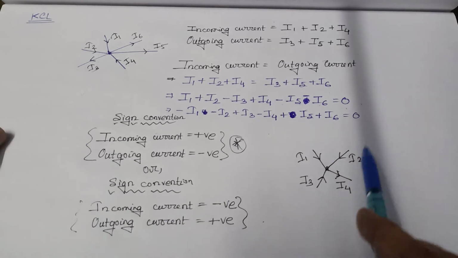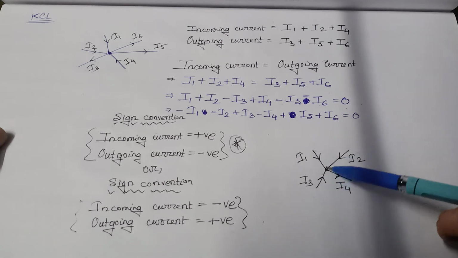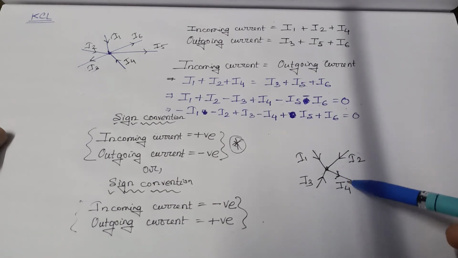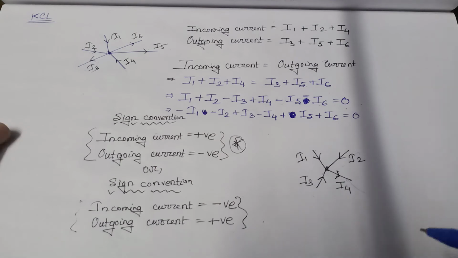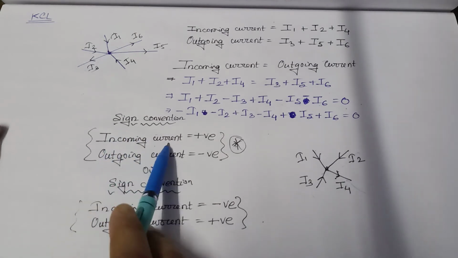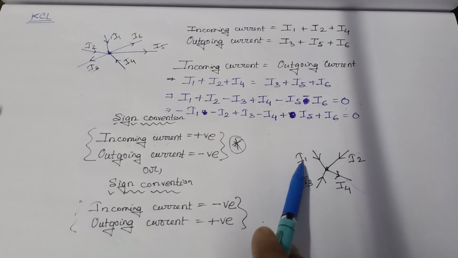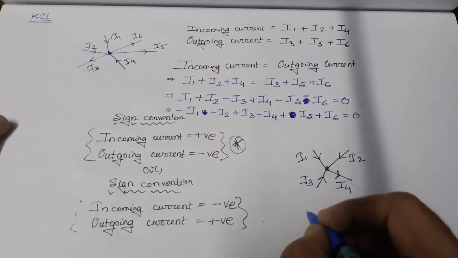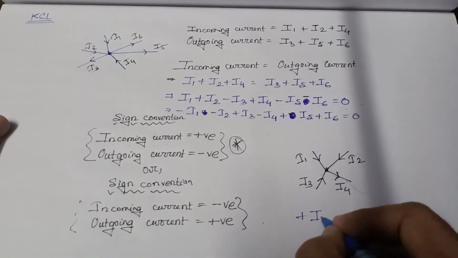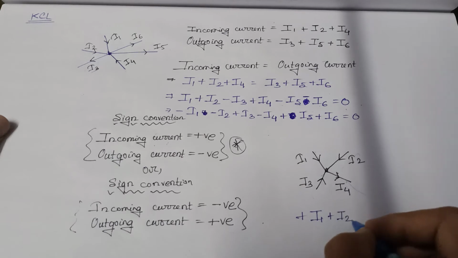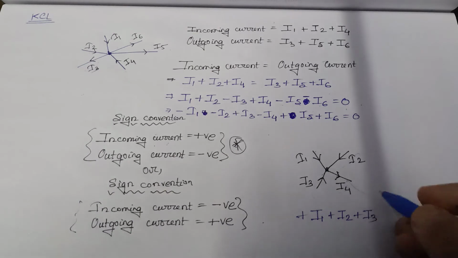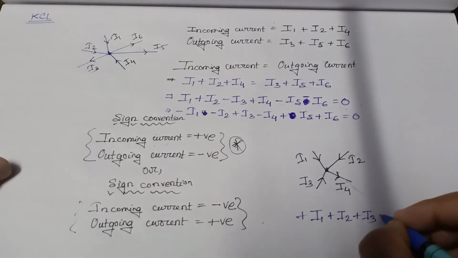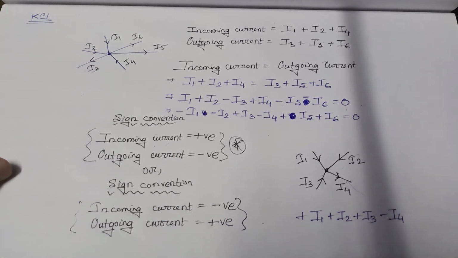So according to KCL, just look into this small example where I1, I2 and I3 currents are incoming, coming towards the point or node, and the I4 current is going out. So by using this convention, I am considering the incoming current to be positive. So plus I1 plus I2 plus I3, and the I4 current is going out, so I am considering this to be negative. So minus I4 equals what?